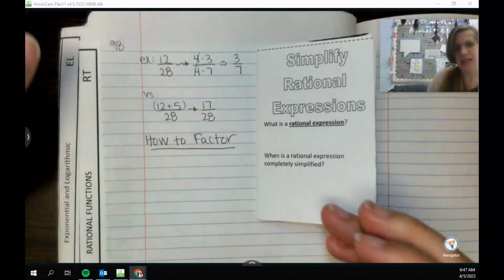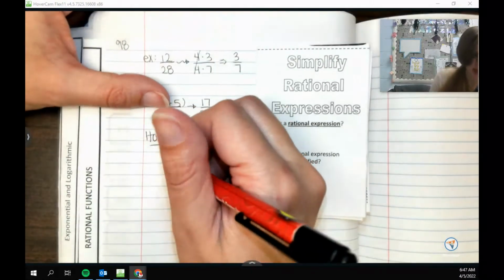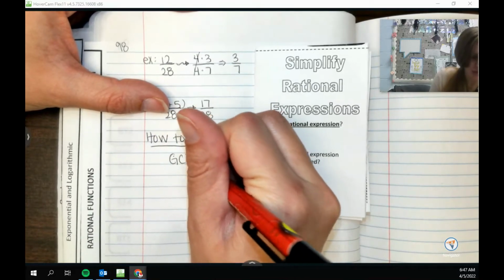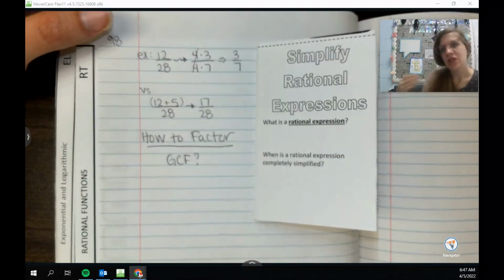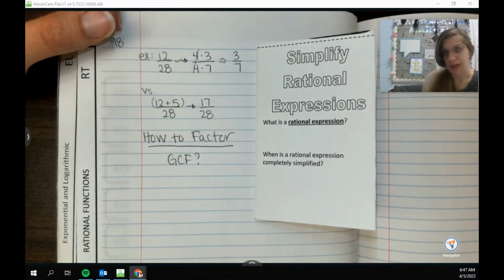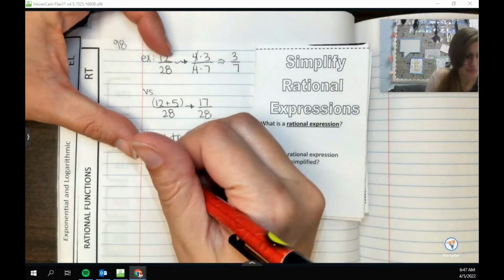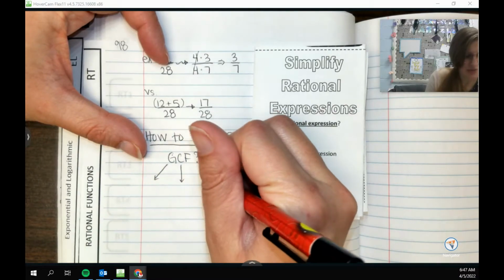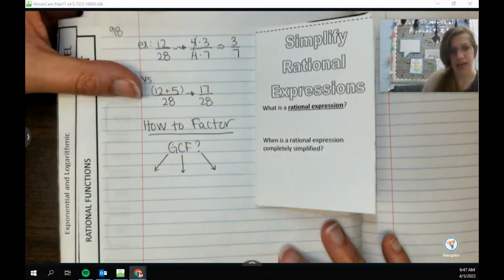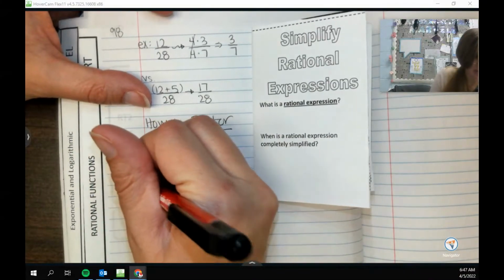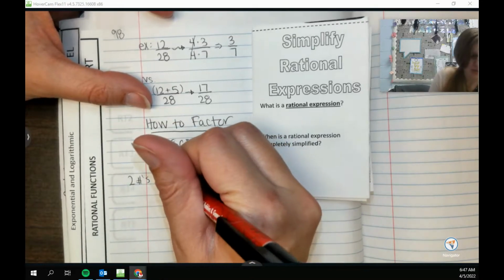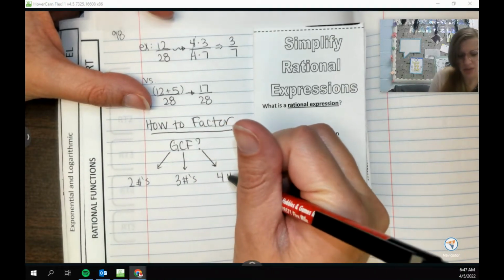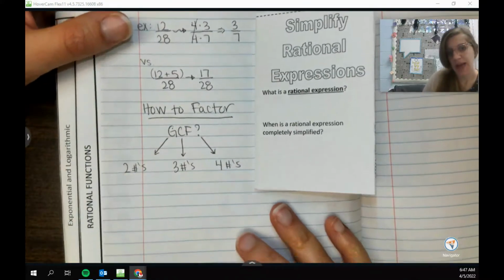There's lots of different ways, but the first thing that we always want to be thinking about is, do I have a GCF? And if I have a GCF, I definitely want to undistribute that, factor that out. And then from there, the way we factored was always dependent on how many numbers we had. So if there are 2 numbers, 3 numbers, or 4 numbers, we factor different ways.